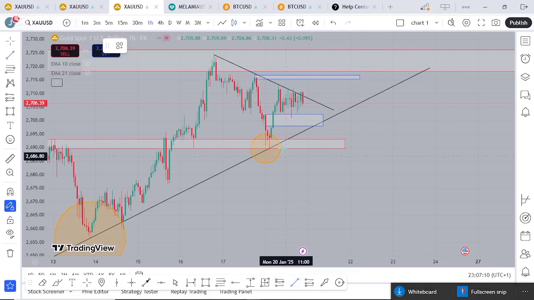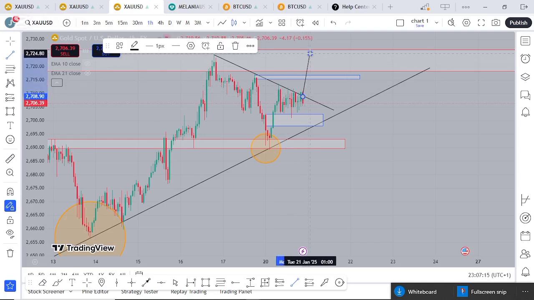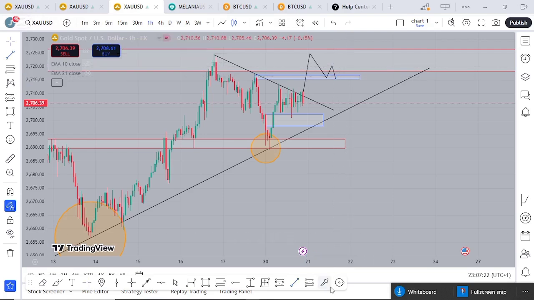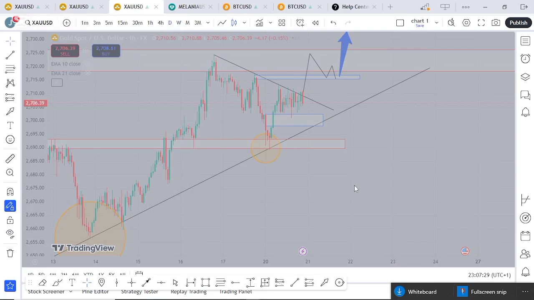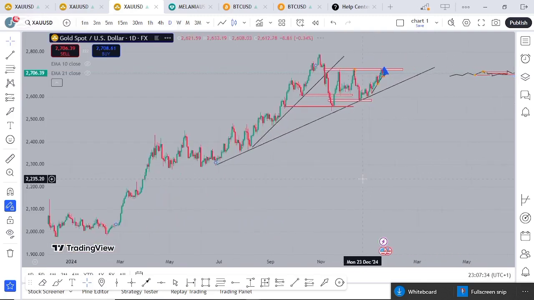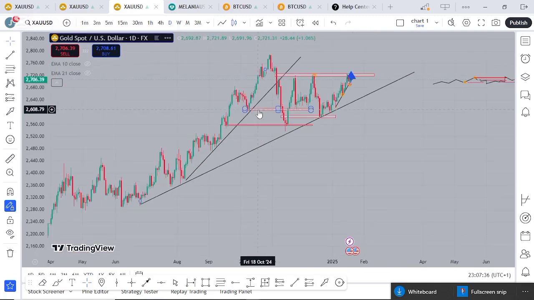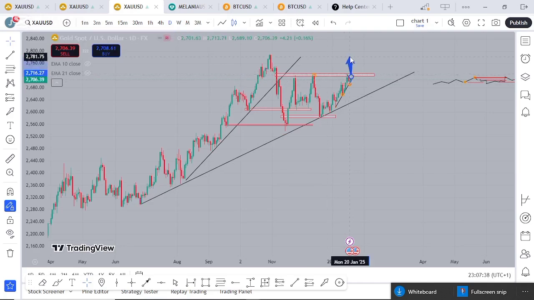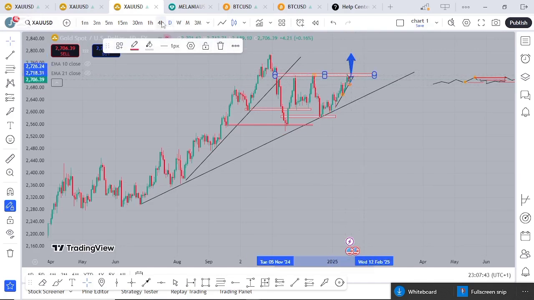I'm expecting price to come and break this zone. After breaking, let me see a retest, if possible with a chart pattern. Then we go boom, guys. From here we go massively, because I'm expecting a serious move this week on gold. My expectation on gold is bullish, guys. I'm expecting a retest of this zone, guys.